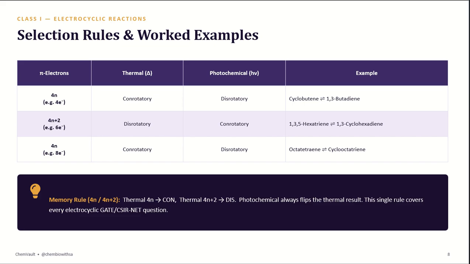Thermal 4n gives conrotatory, thermal 4n plus 2 gives disrotatory, and photochemical always flips whatever the thermal answer is. That one line answers almost every electrocyclic question you'll see in GATE or CSIR NET.